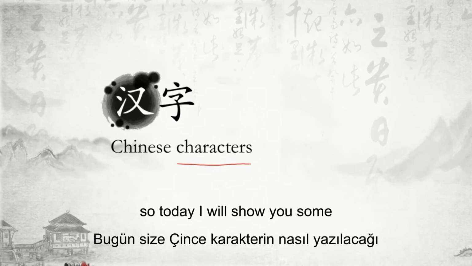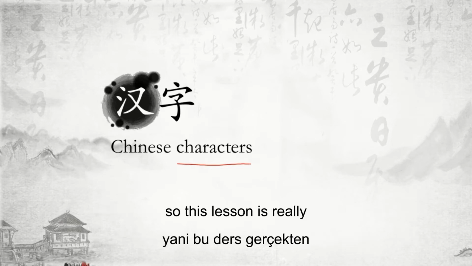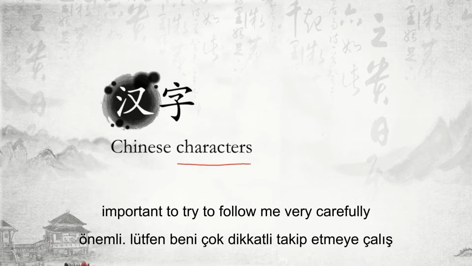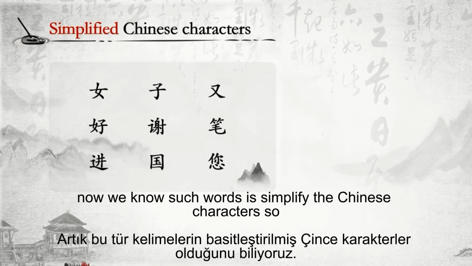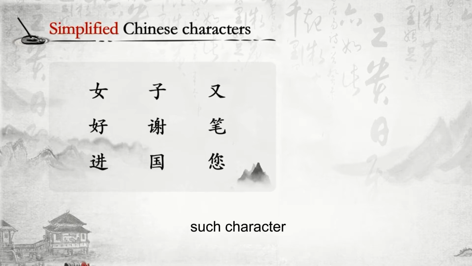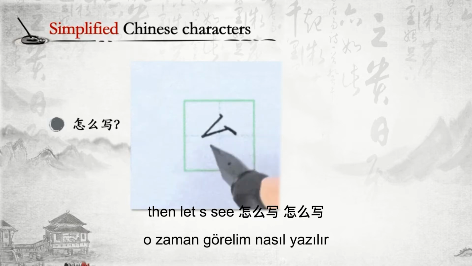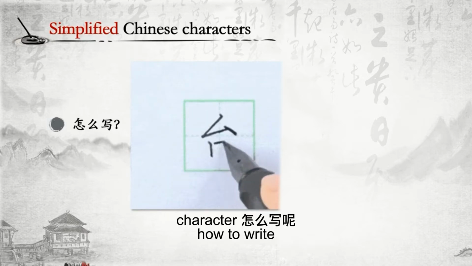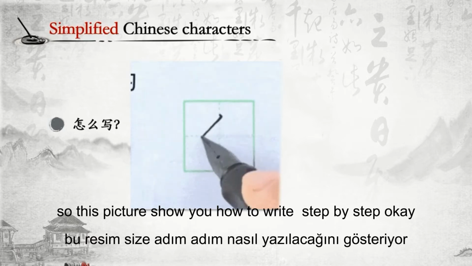So today I will show some details about how to write Chinese characters. This lesson is really important, so try to follow me very carefully. Now, we know such words in simplified Chinese characters, and since we are in mainland China now, we should learn how to write such characters. Then let's see the character 怎么写, 怎么写呢? How to write. This picture shows you how to write step by step.